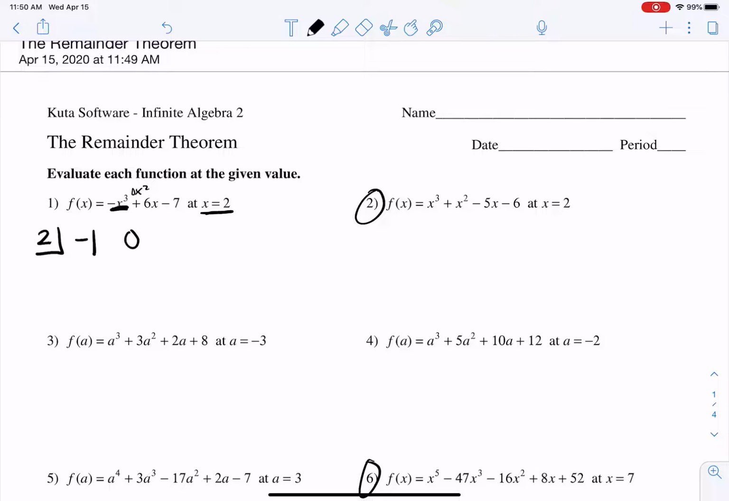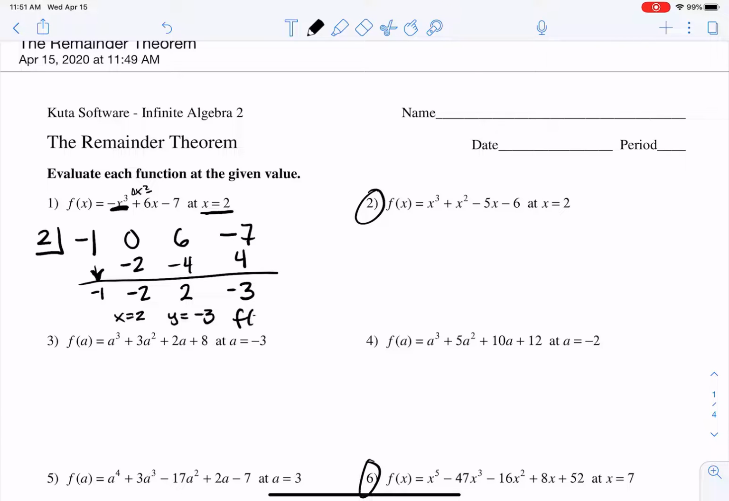If you're missing anything going in descending order, so 3 should be followed by x squared, then you need to put in a placeholder. Then we have 6, -7. Okay, so remember synthetic division, we're going to bring down our leading coefficient of -1. We're going to multiply -1 times 2, which is -2. Then we add -2. -2 times 2 is -4. Add 2. 2 times 2 is 4. -3. So when x equals 2, y equals -3. In other words, f of 2 equals -3.